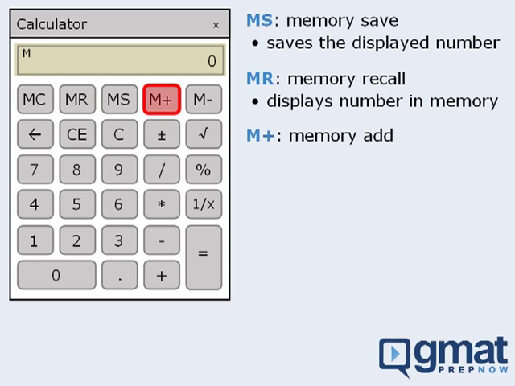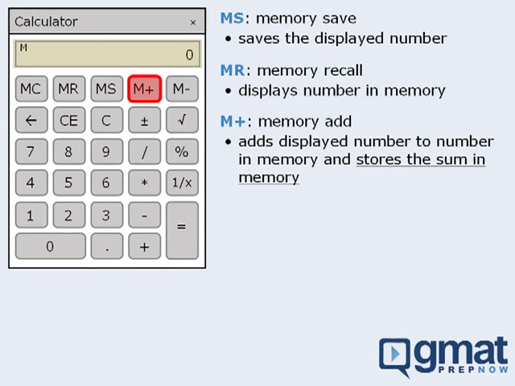The next button to discuss is the memory add button. It takes whatever number is currently displayed and adds it to whatever number is stored in the memory. Let's see how this works. Now don't forget that the number 70 is currently stored in the memory. So if we enter a 9 and then press the memory add button, the 9 is added to 70 and the sum of 79 is now stored in the memory, replacing what used to be stored in the memory. So if we now click the memory recall button, we'll see that 79 is now stored in the memory.